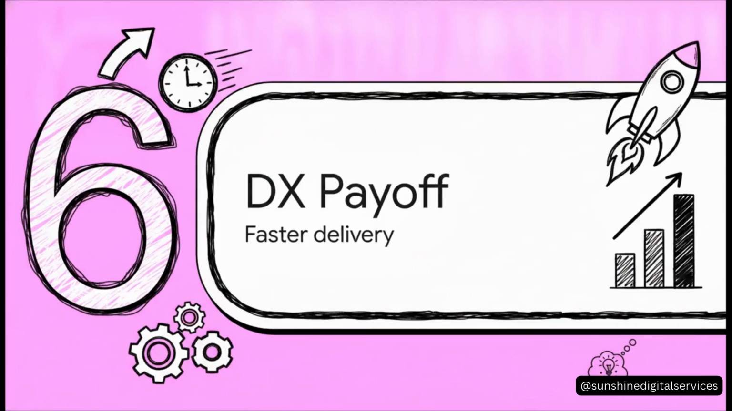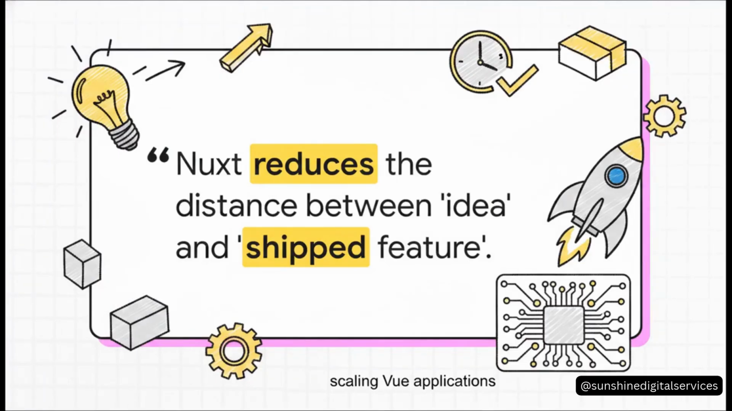Section 6. The developer experience payoff. I absolutely love this quote from the source material. Nuxt reduces the distance between idea and shipped feature. Think about it. When a framework provides clear, reliable conventions for how to create a page or fetch server-ready data, developers spend way less time in meetings, arguing about architecture. Instead, they get to spend their time actually implementing product behavior and shipping value.